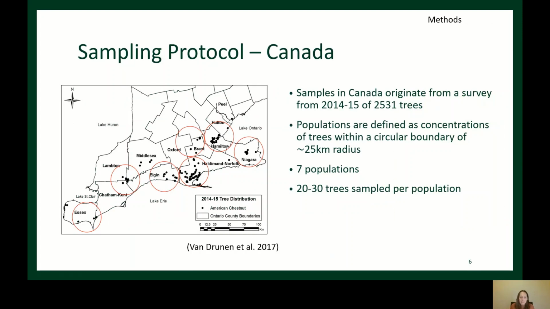My samples in Canadian populations originate from a survey from 2014-2015 of about 2,500 trees, where populations are defined as concentrations of trees within a circular boundary of about 25 kilometers radius. So I have 7 populations delineated in red circles in the map on the left, where I sampled 20 to 30 trees per population. And from each tree, I collected a leaf sample for subsequent DNA extraction.